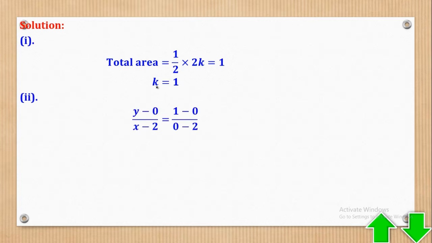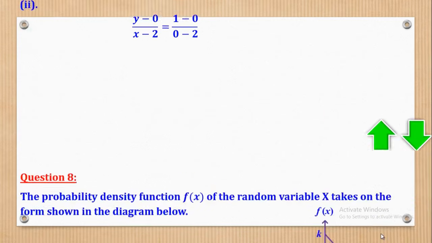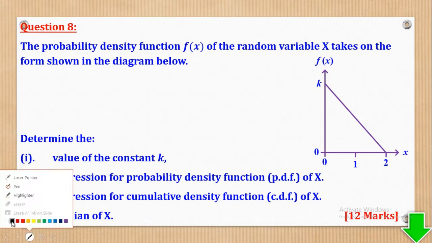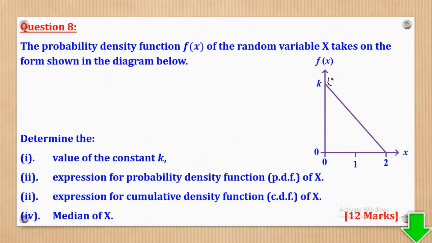Then for Roman 2, they wanted you to get the expression of the PDF. So PDF is got by getting the equation of this line. This is a straight line. And remember, when you have a straight line and you have 2 points, you can get the equation of that line. For example, in this case, we know this point, which is (0, k). And you also know this point, which is (2, 0).